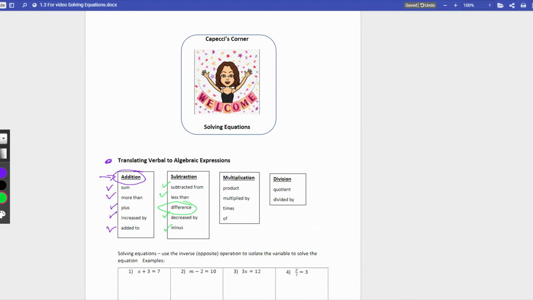Now, when we're looking at multiplication, again, the word product, which most students are comfortable with, you've seen that before. Multiplied times. The biggest word that a lot of students aren't familiar with is the word of. If I say I have 1/3 of the number of people in the classroom, of means times. So that's something using your multiplication there. And the last part there is division. Words like quotient and divided by, they go along with the phrase division.